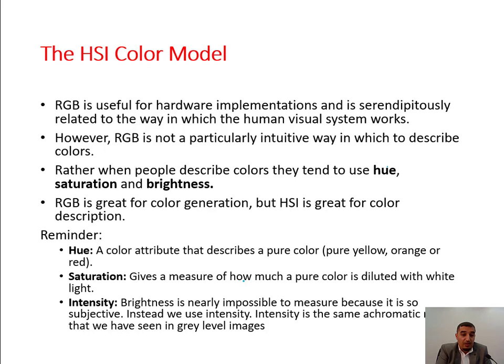Now, a reminder that hue is a color attribute that describes a pure color, pure yellow, orange, or red. Saturation gives a measure of how much a pure color is diluted with white light. And finally, brightness is nearly impossible to measure because it is so subjective. Instead, we use intensity.